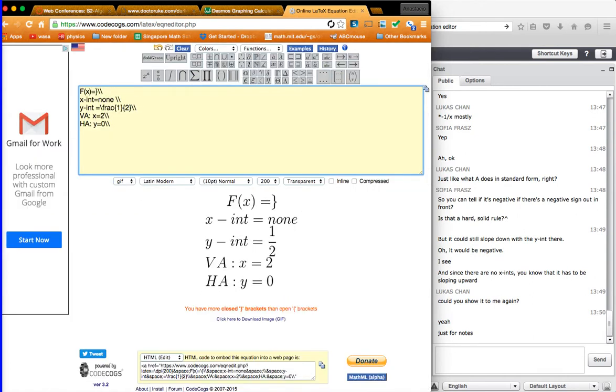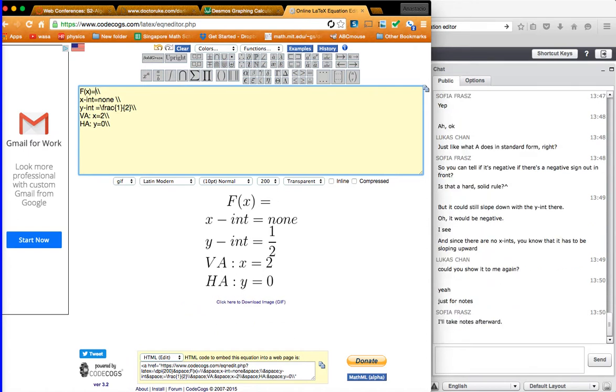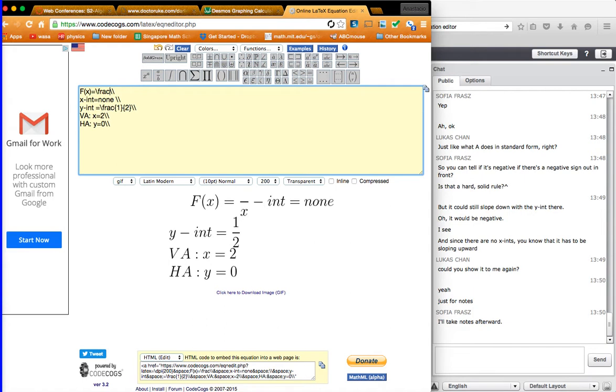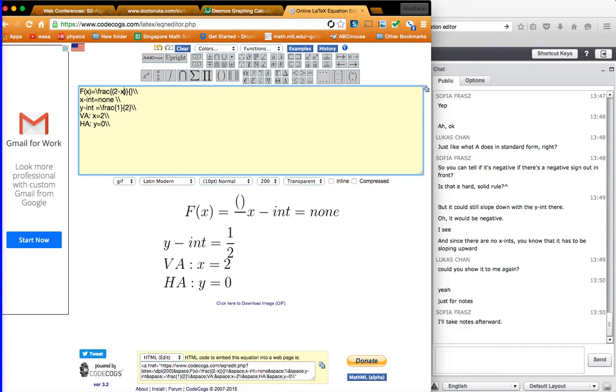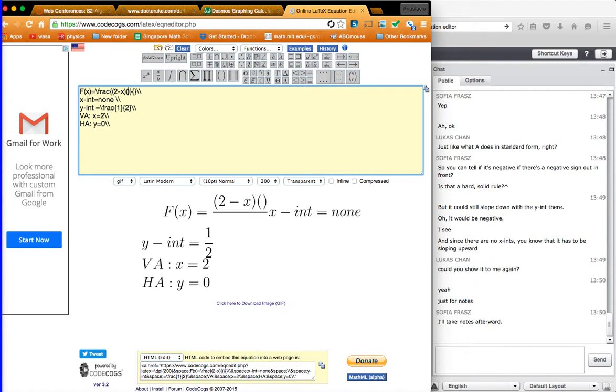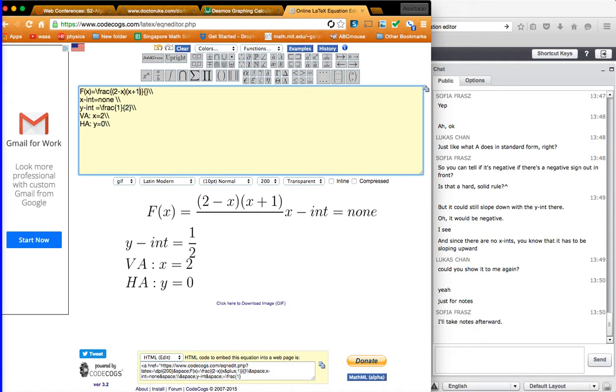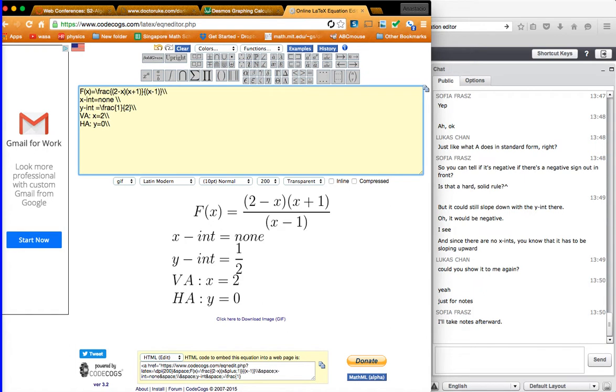So let's try this graph right here. I'm going to graph, how's about, the fraction 2 minus x, parentheses x plus 1, parentheses, oh wait, parentheses x minus 1, parentheses x minus 4, over... looks horrible. Okay?